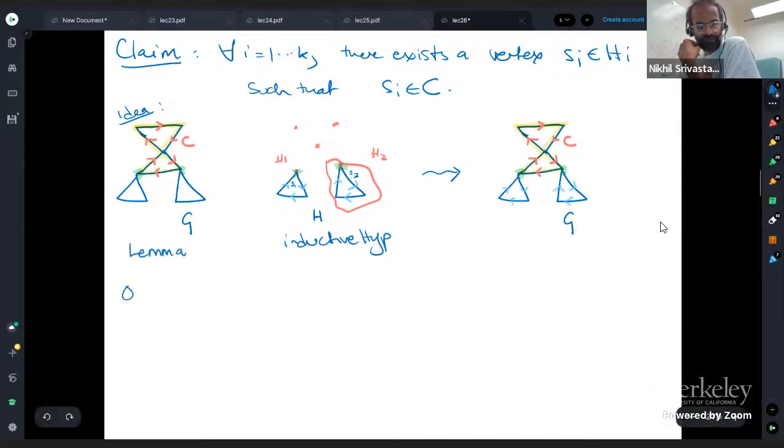So now observe. By the inductive hypothesis, each of these connected components, Hi, has its own little Euler tour, right? So each Hi has an Euler circuit. Let's call it Ci.